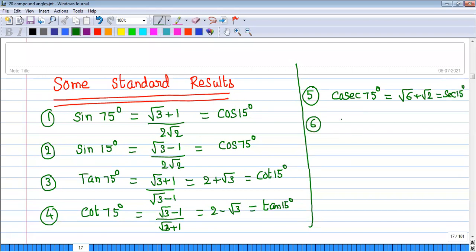Okay, next one is cosecant 15 degrees. Cosecant 15 is equal to, very simple, root 6 minus root 2. This is also equal to secant 75 degrees. So these results you need to remember. Clear?